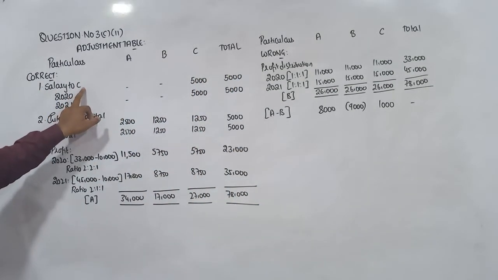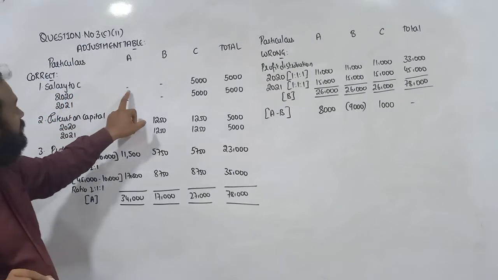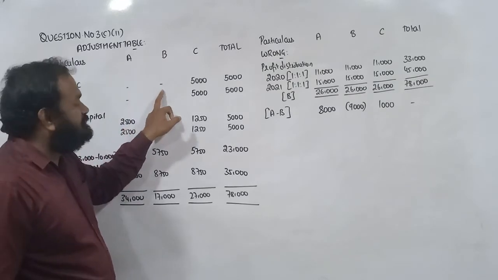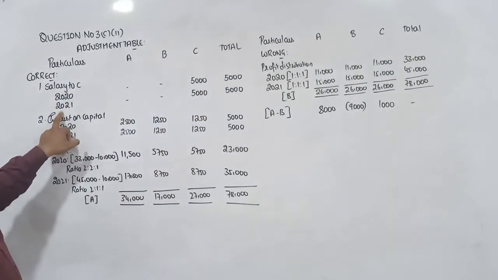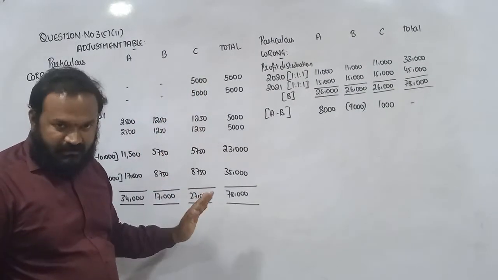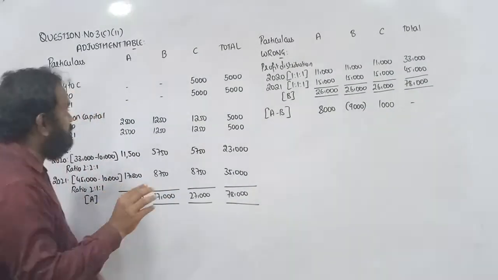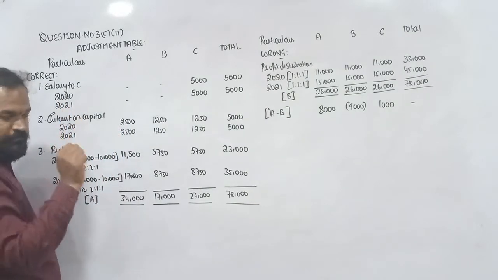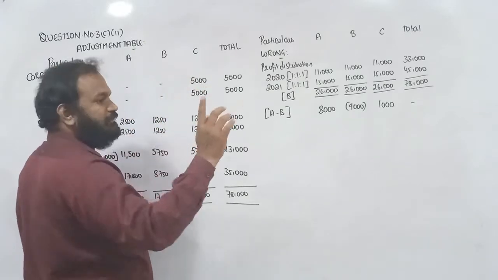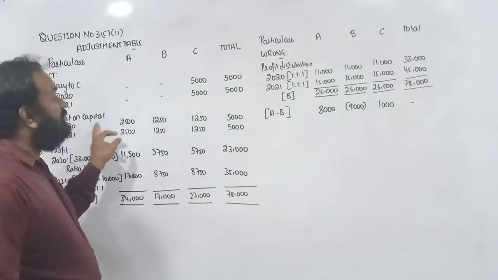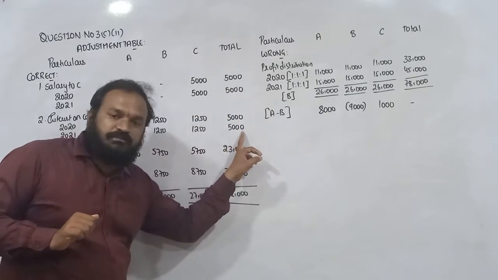First, salary to C. Since 2-year information is given, in the year 2020, A is not entitled to receive salary. B is not entitled to receive salary. Only C is entitled to receive salary. In 2021 also C is entitled to receive salary. Everyone clear? Interest on capital. They said that on capital balance 5%: in 2020, 50,000 into 5%, 2,500; 25,000 into 5%, 1,250; 25,000 into 5%, 1,250. Total interest on capital for the year 2020 will be 5,000. The same total interest on capital for 2021 will be 5,000.